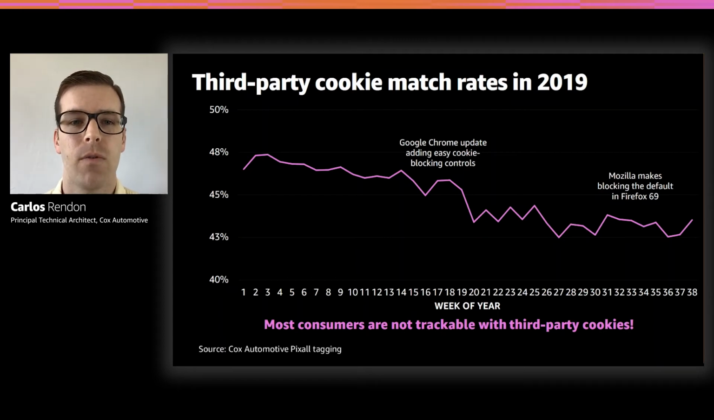If you look at the overall rate, the number of consumers we're able to hit, you can see that the majority of consumers are no longer trackable with third-party cookies. So the key takeaway here is you need a different solution than third-party cookies because you're missing out on more than half of consumers today if you use that as a solution.